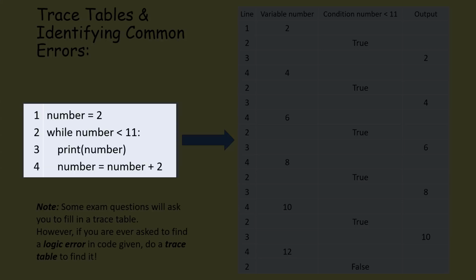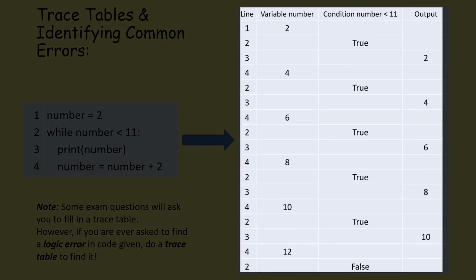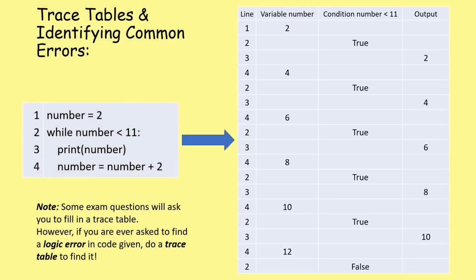So here we've got a very simple program, it's just 4 lines of code, and here is the trace table showing you what happens when we run the program. We start with the line number column. Notice that doesn't necessarily operate in sequence. We have 4 lines of code, but it goes 1, 2, 3, 4, 2, 3, 4, 2, 3, 4, etc. Line 1 only executes once, and then we're in a loop, so it keeps repeating 2, 3, and 4 until we exit the loop.